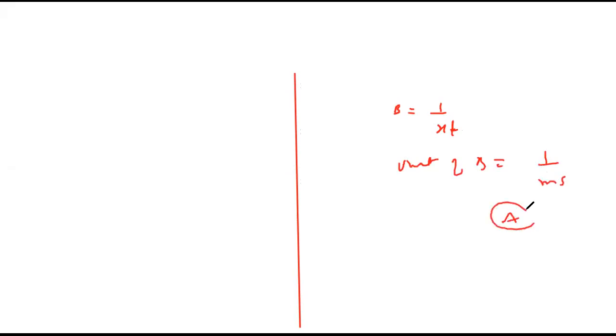Sir, I wanted to complete the last step of the previous sum. Till what you have reached? So I finished power of exponent, then bxt is blank, no dimension. Correct. After that, you will write b equals to 1 upon xt. Yes, sir. Therefore, unit of b equals to 1 upon meter second.